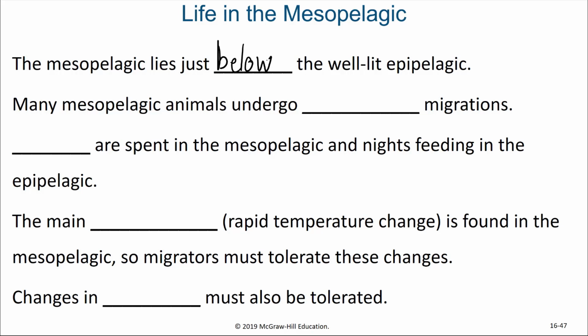Many mesopelagic animals undergo vertical migrations, where their days are spent in the Mesopelagic, yet the nights are spent feeding in the epipelagic above. The main thermocline of the water column is found in the Mesopelagic, and so migrators must tolerate these changes. Changes in pressure must also be tolerated.